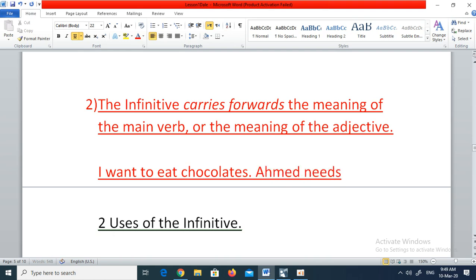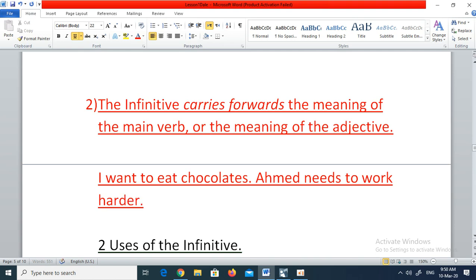If I say Ahmed needs, again we have a main verb needs. But the problem here is, what does he need? If I say Ahmed needs to work harder, then we have an infinitive to work, and now we know what it is that Ahmed needs to do. He needs to work. So we have the main verb needs, and the infinitive to work then carries forwards the meanings of the main verb. So this is the main use of the infinitive in English. It extends the meaning of the main verb.